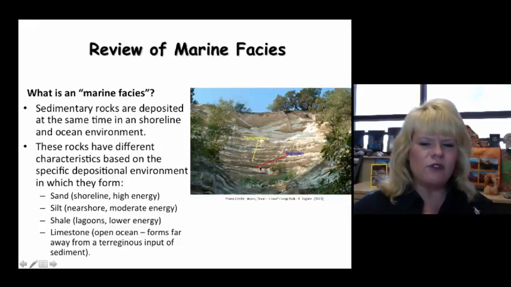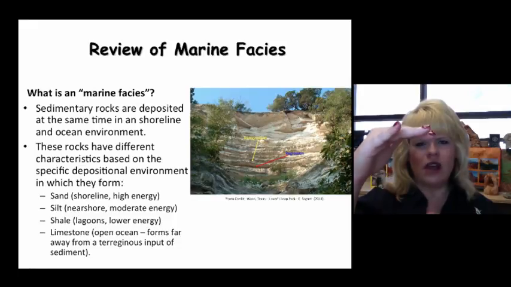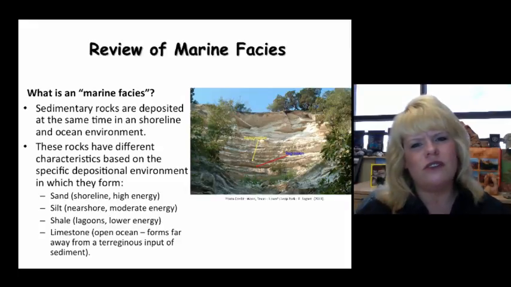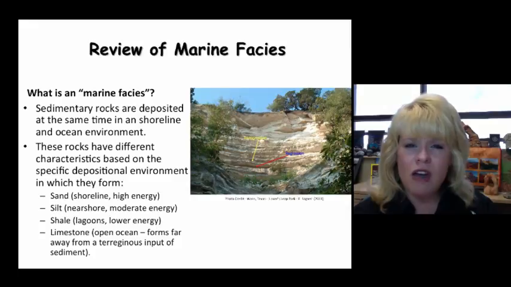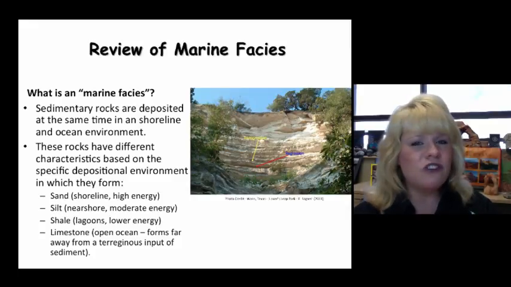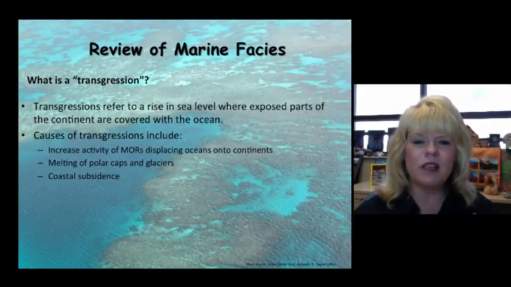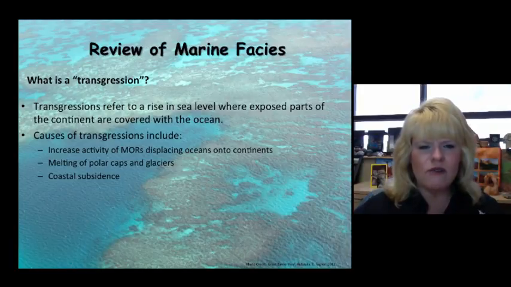So in the case of Lover's Leap, we have alternating layers of limestone, shale, limestone, shale, limestone, shale, limestone, shale. We have over 20 sequences of that, indicating during the Cretaceous period that sea level has been rising and falling with enough difference to change X marks the spot at Lover's Leap to be a different depositional environment, thus creating a different rock type. So a transgression by definition is a rise in sea level.